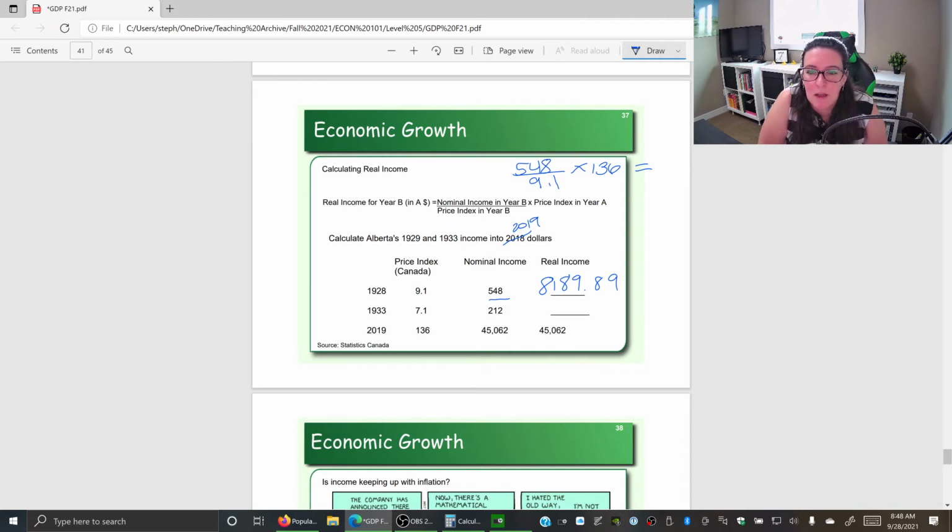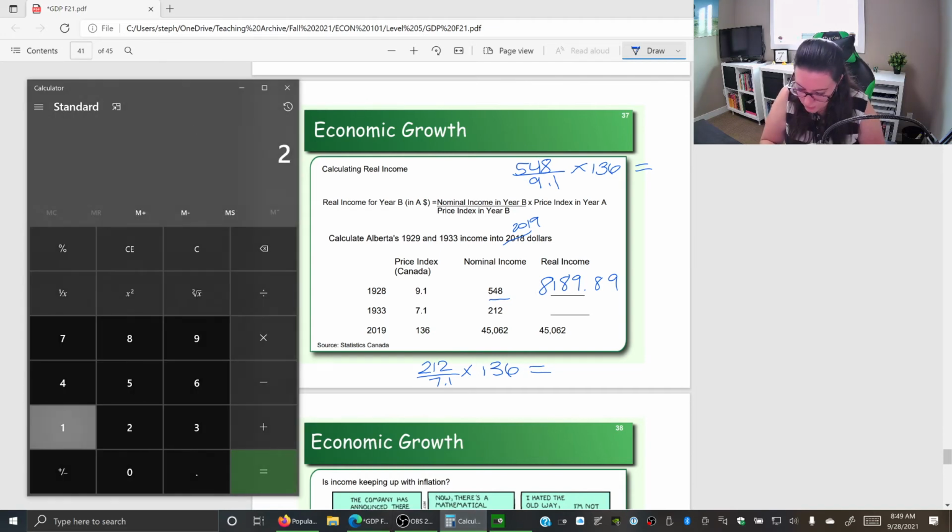Okay. Let's do 1933. So we said, what? $212 for the entire year. How much is that in 2019 dollars? So what do we do? We take our 212 divided by the CPI in that year times the CPI for the year you want to convert it into. So we want to know 2019 dollars. So we're going to multiply times 136.